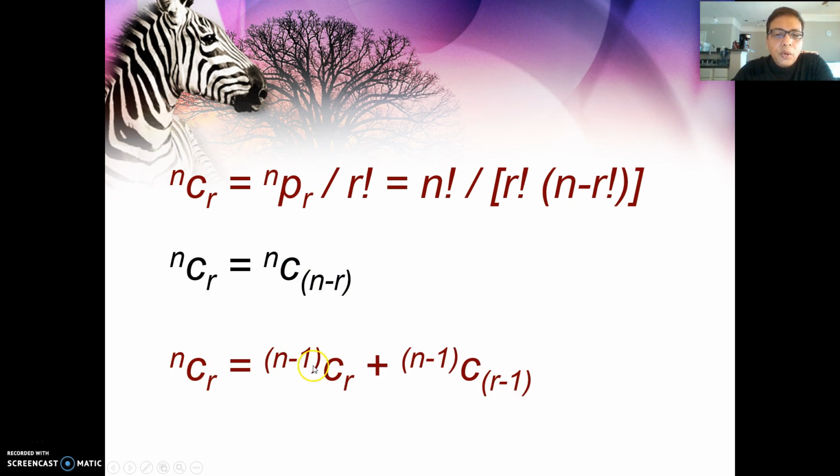Then nCr equal to (n minus 1)Cr plus (n minus 1)C(r minus 1). (n minus 1)Cr is the number of groups taken r at a time, excluding a particular object. And (n minus 1)C(r minus 1) is the number of groups taking r at a time, always including that object. So the total number of those two groups equals nCr.